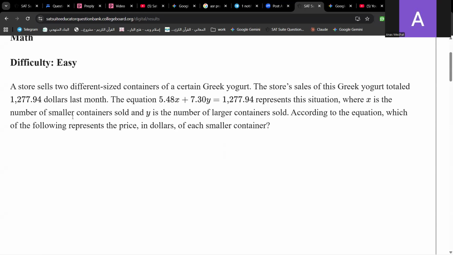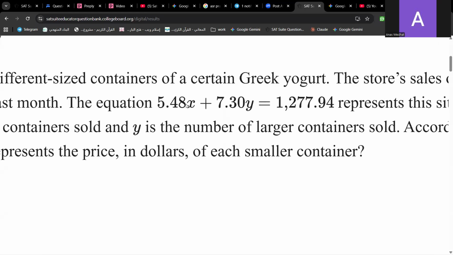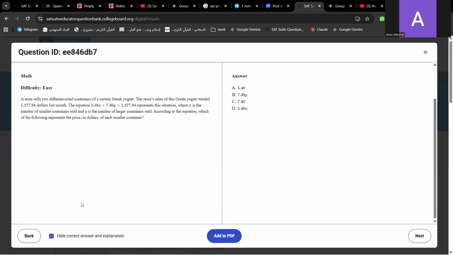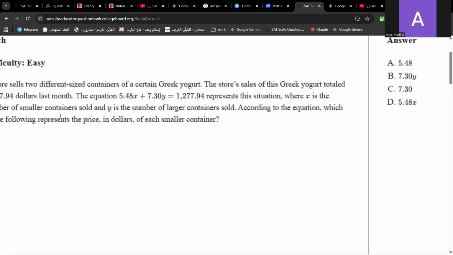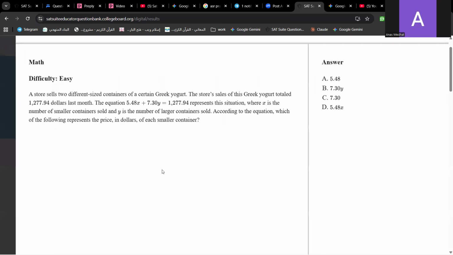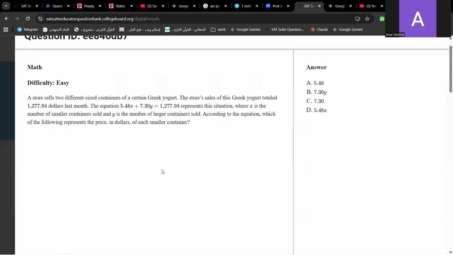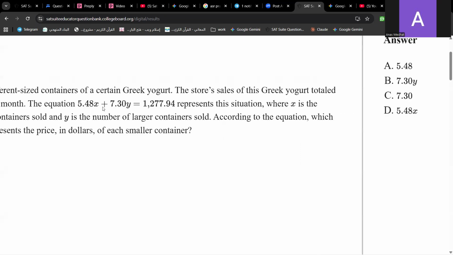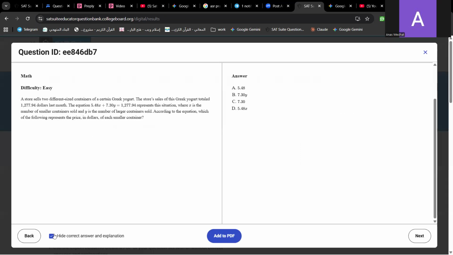So X is the number of smaller containers times the cost, which is 5.48 for each one. And it is asking about each smaller container. So the answer is A. If it was asking about the total cost, it would be 5.48 times X. But here it is asking about each one. So it's A.